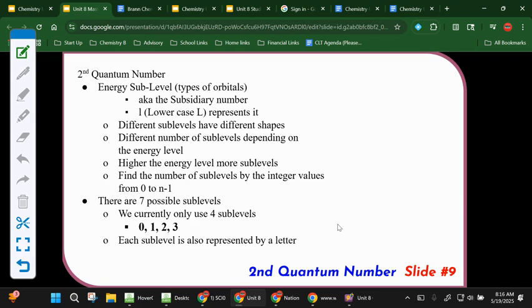Okay. Each of those sublevels can also be represented by a letter. So the number 0 is represented by a letter. The number 1 is represented by a letter. The number 2 is represented by a letter, and the number 3 is represented by a letter. And here they are. 0 is for S. 1 is for P. 2 is for D. 3 is for F. Those letters represent those sublevels. And it is a shortcut way of writing those sublevels. We call them the S's, the P's, the D's, and the F's. Questions?